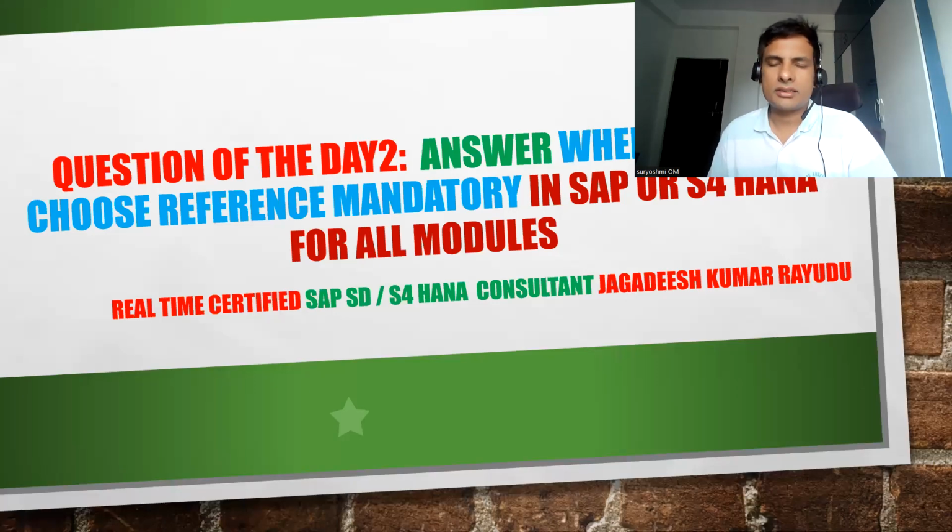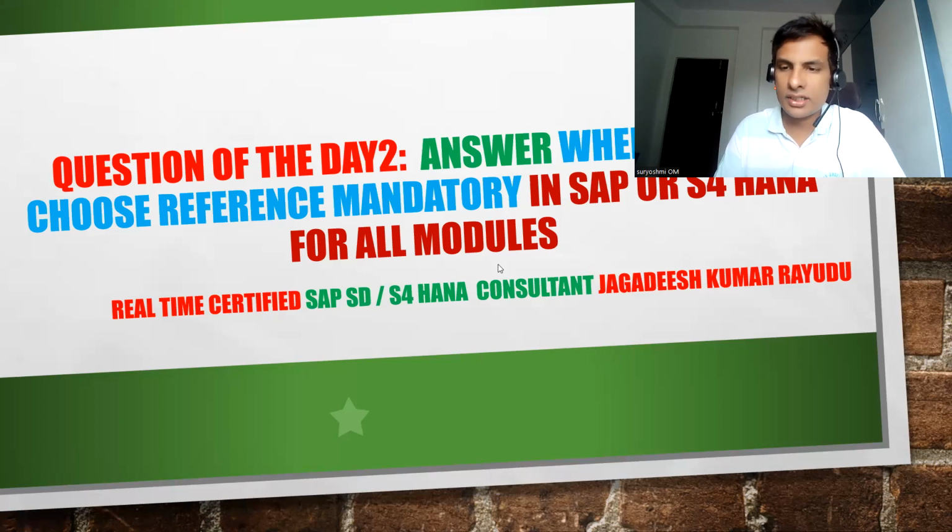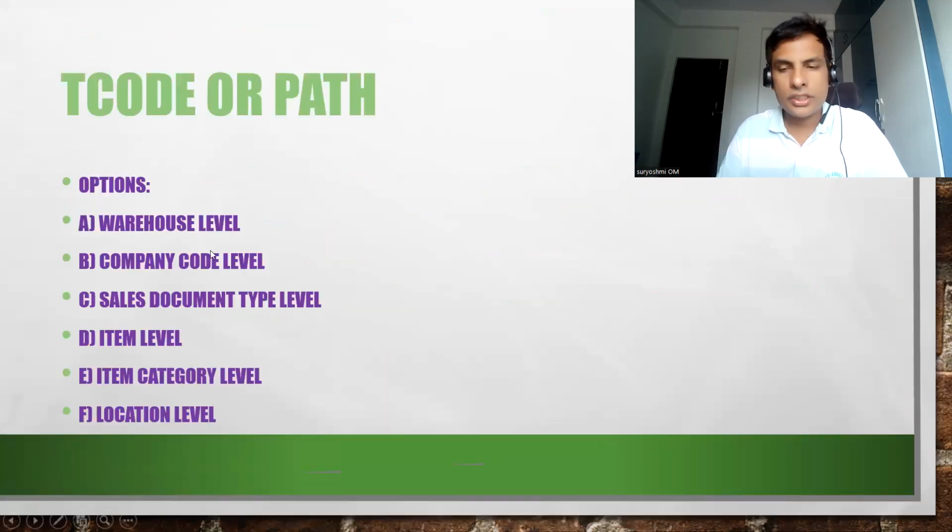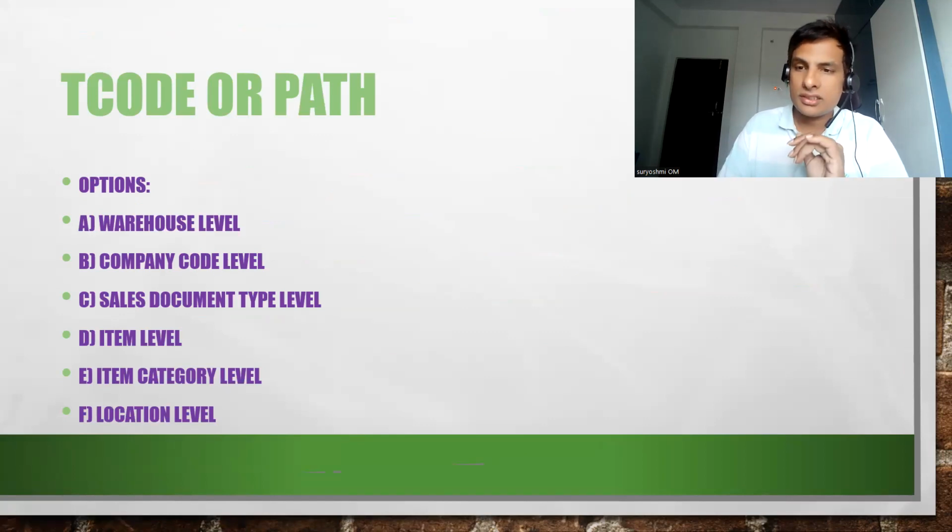Hello, welcome back. The question of the day to answer is, where to choose reference mandatory. That's what I would like to show you. Here we have multiple options. Reference mandatory is the functionality where, whenever you try to create any document, the system forcibly mandates that you copy the document from your reference document.